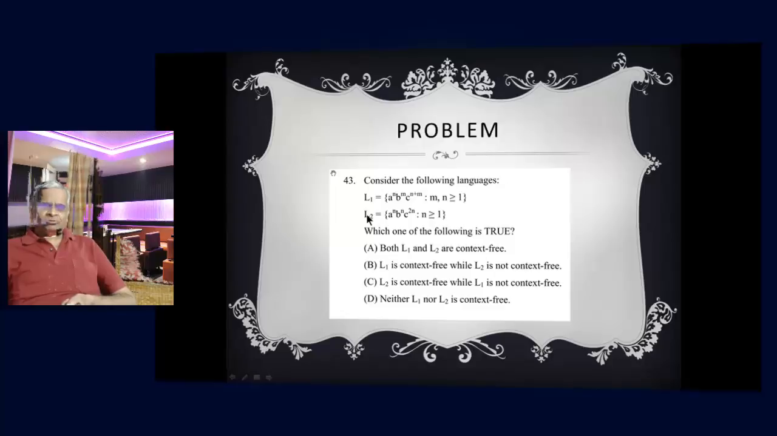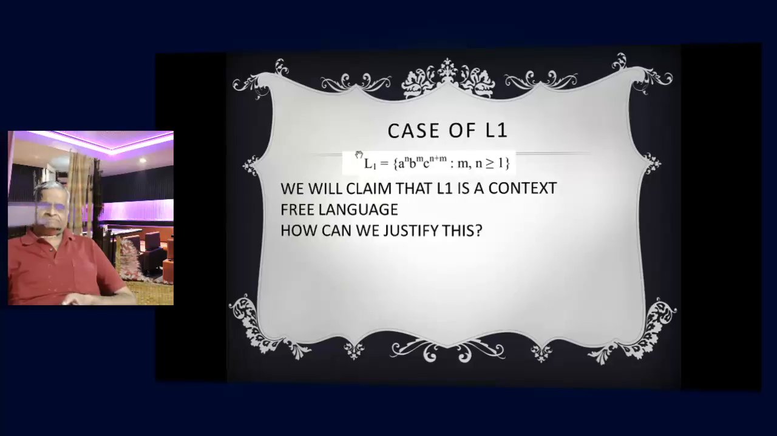Let us consider L2. L2 contains A's followed by B's followed by C's. n is greater than or equal to 1, so at least one A, one B, one C. A's come first, an equal number of B's come next, then C's come at the end. The number of C's equals the number of A's plus the number of B's. Now, we have to study these languages and decide which one is context-free and which one is not context-free.